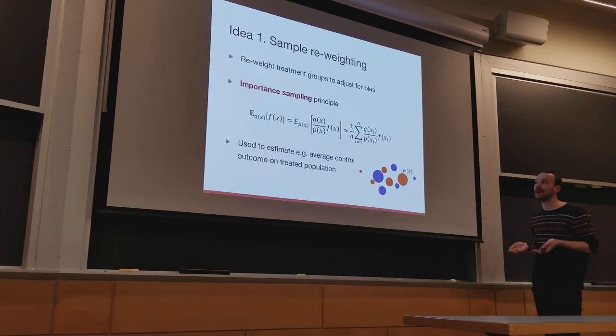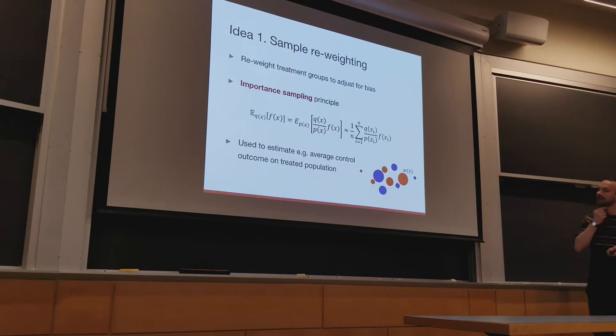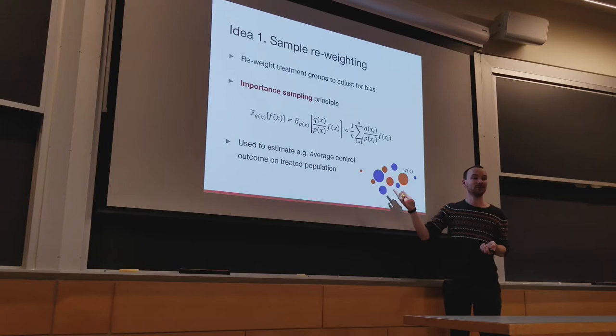One is to estimate the average control outcome on the treated population. And that means that you can get the average treatment effect on the treated specifically. If you do that, that's one way you can use it. You can use it to reweight the risk, which is what we will end up doing. But you can think about using these ratios as weighting your sample so that two distributions look more similar.